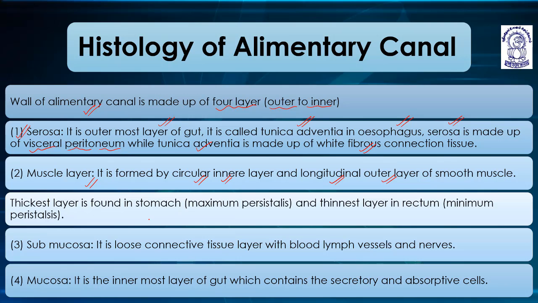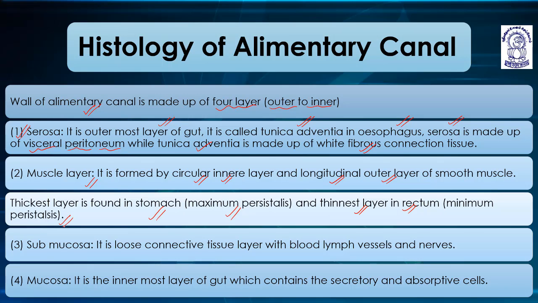The thickest layer of muscles is found in the stomach, which is responsible for maximum peristalsis, and the thinnest layer is in the rectum, which is for minimum peristalsis. So the layer present in the stomach is thickest, with more diameter, for maximum peristalsis, and the thinnest layer in the rectum is for minimum peristalsis. Okay, understood?